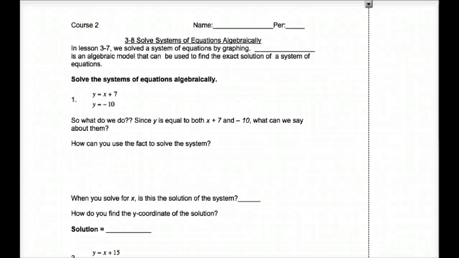All right, guys, we're going to solve algebraically instead of by graphing. You guys, when you catch on to this, you are going to be like, man, this is a heck of a lot easier than graphing. Solve the systems of equations by graphing. Okay?